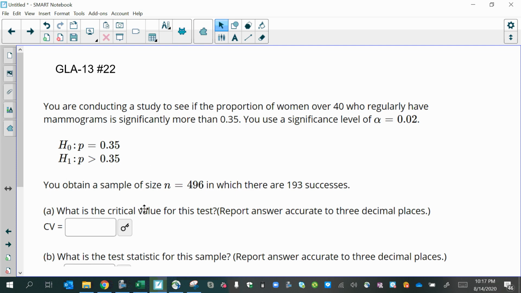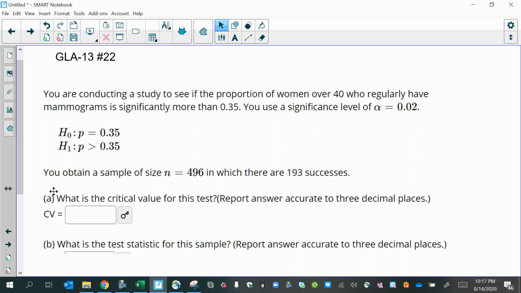Here we are to conduct a hypothesis test. It says you are conducting a study to see if the proportion of women over 40 who regularly have mammograms is significantly more than 0.35. You use a significance level of alpha equals 0.02. We're given the null and alternative hypotheses, which is convenient. We don't have to think about that part.